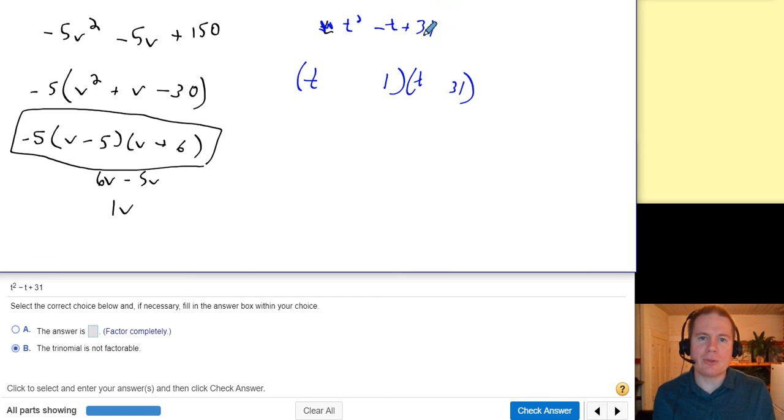Now, just because this is a prime number doesn't automatically mean that it's a prime. It's the fact that this middle term is not cooperating. If this had been minus 32t, then this would be the answer, right? Negative plus negative 31, negative 32. But it's not negative 32, it's negative 1. It's not going to work out.